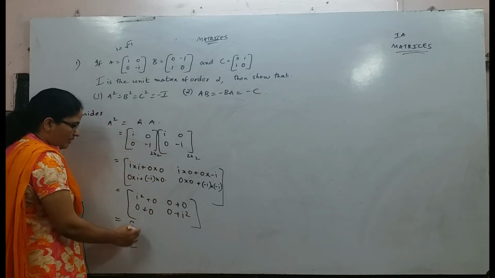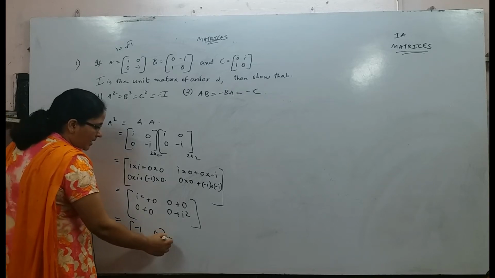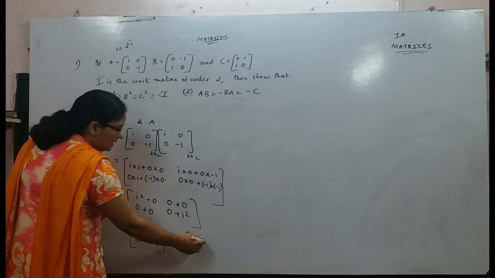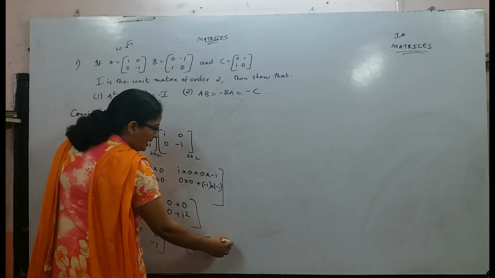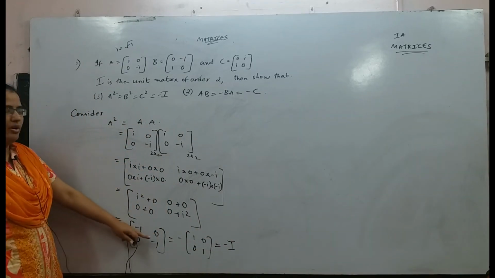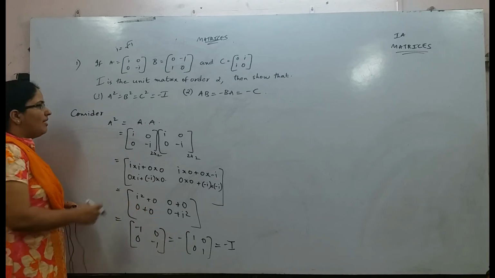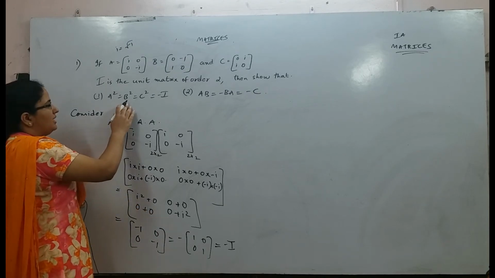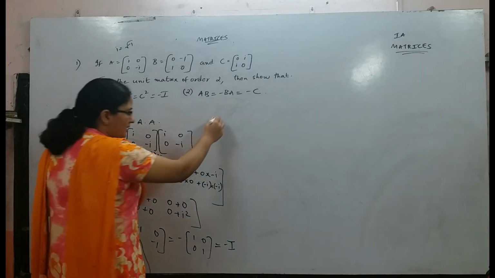What is i square equal to? Minus 1, 0, 0, minus 1. If you take minus out, you get 1, 0, 0, 1, which is equal to minus I, where I is the identity matrix of the order 2 by 2. That's why we are writing I. Now similarly, you have to prove that B square is equal to minus I, C square is equal to minus I.